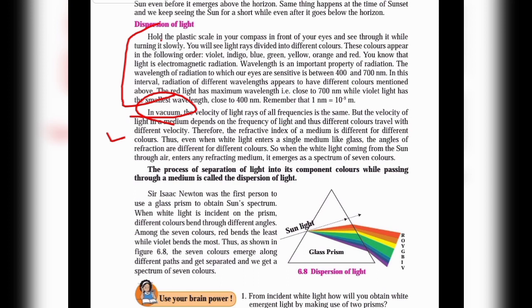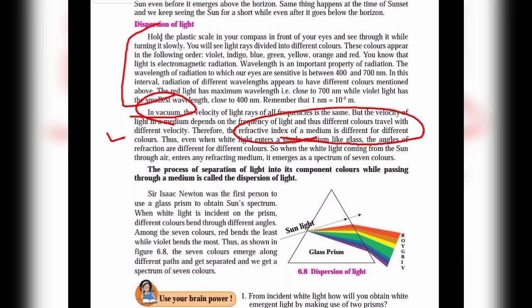Because of the ratio of velocities, that is the change in velocity, the velocity in the upper medium or rarer medium to the velocity in the denser medium, is used as the refractive index, that is v1 upon v2. We take the refractive index of that material. Hence it is given that the refractive index of a medium is different for the different colors.